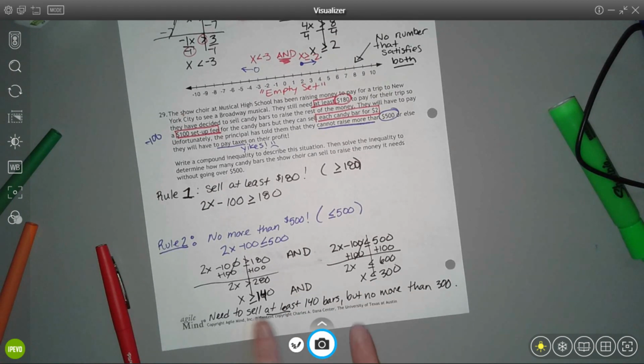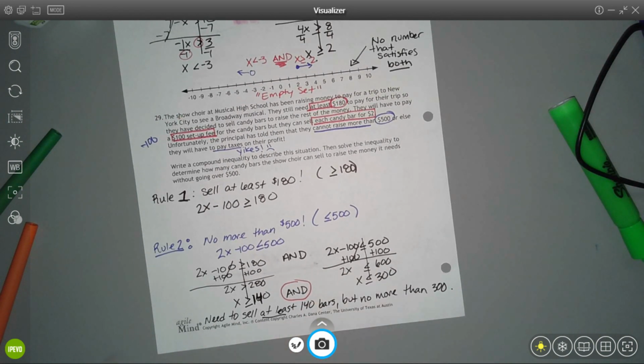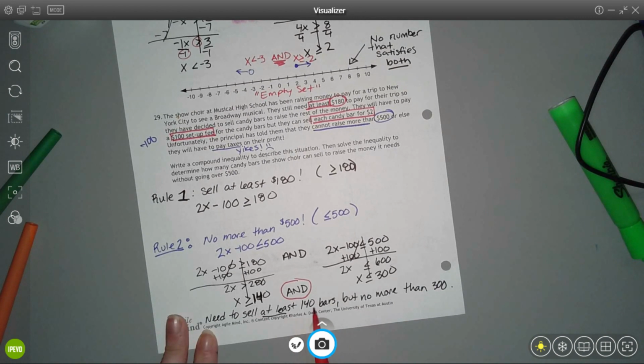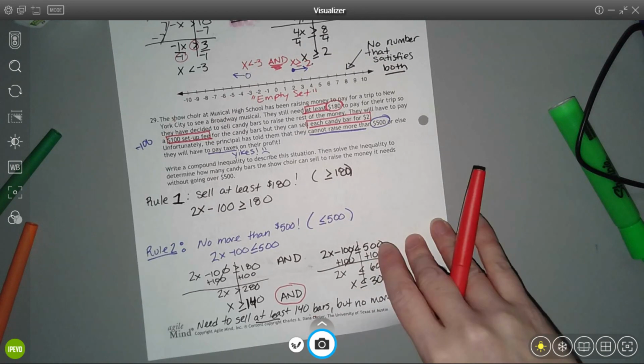What this means, again, guys, because this is an and statement, in order to pay for this trip, they need to sell at least 140 bars, but absolutely no more than 300. Okay? Have your teachers help you go back and do some of those reinforced problems.